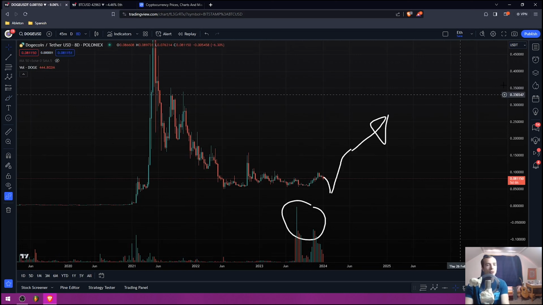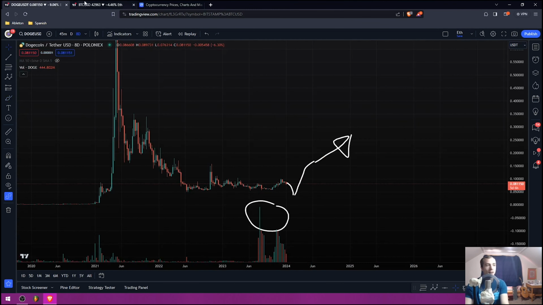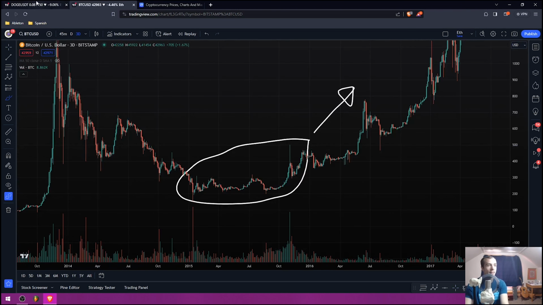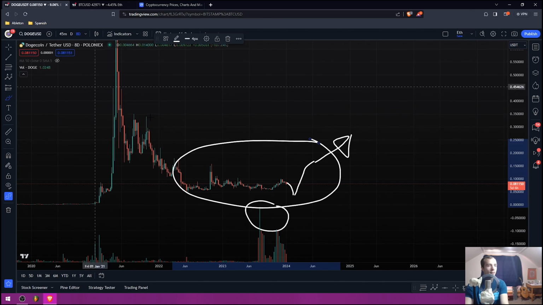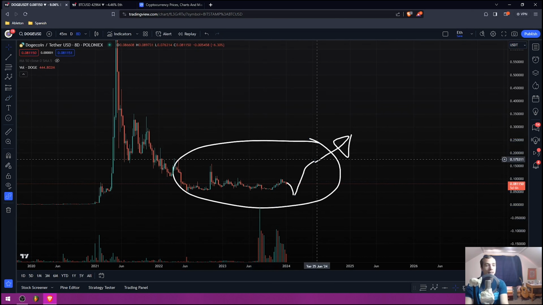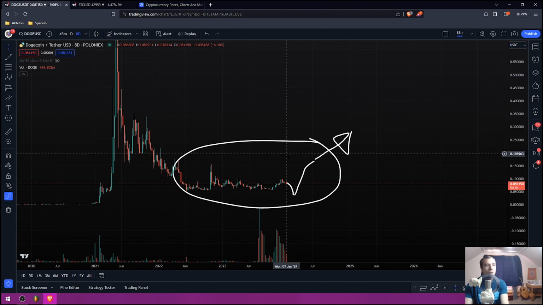Okay? So you can see here that we also have on Dogecoin that ABC correction down. Then we're getting that same sideways accumulation here, right? The same exact sideways accumulation as what happened on Bitcoin. You can see Bitcoin on Bitstamp did not drop lower here. It hit support, bounced up, and started a new bull market, which was really big. And Dogecoin actually, I think, will do the same thing.